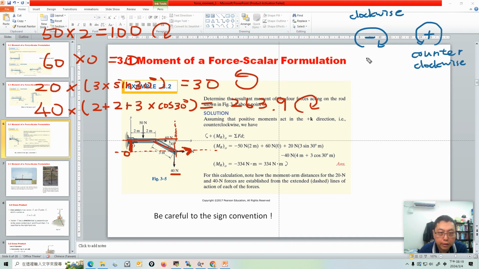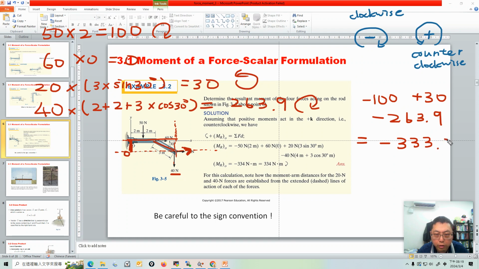So the convention here is that clockwise is negative and counterclockwise is positive. Let's sum all these moments together. So minus 100, plus 30, and minus 263.9. So it will be minus 333.9, I think. The answer is 334. Round your answer to zero decimal points. And don't forget the unit of the moment.